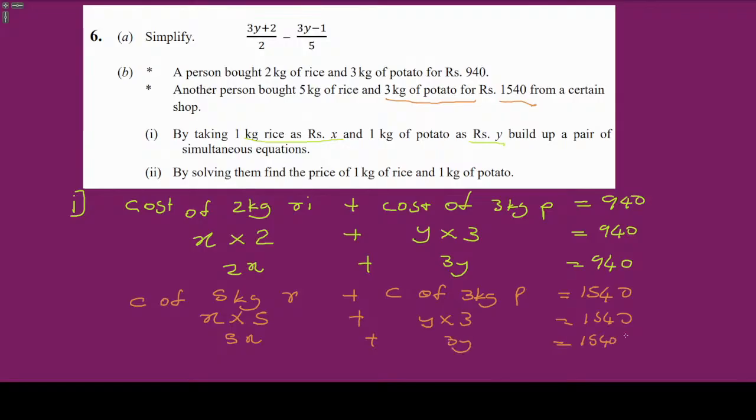So they want us to build a pair of simultaneous equations which we have built. This is equation 1 and the other one is equation 2. Right. Roman 2. By solving them, find the price. So let's solve the pair of simultaneous equations we built. Shall we go to the next page to solve this pair of simultaneous equations?